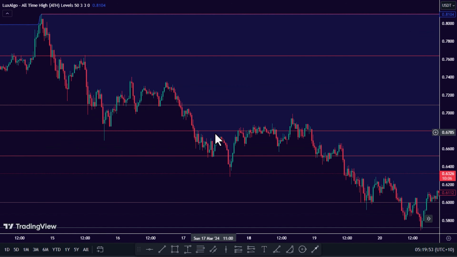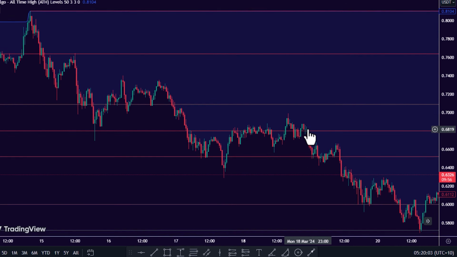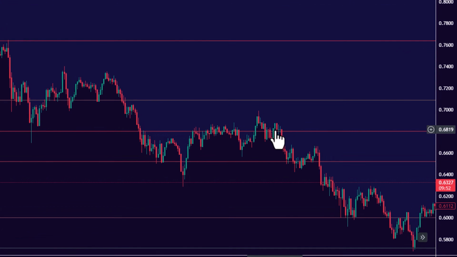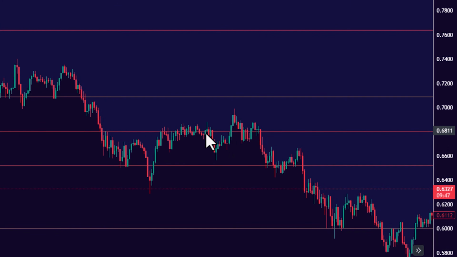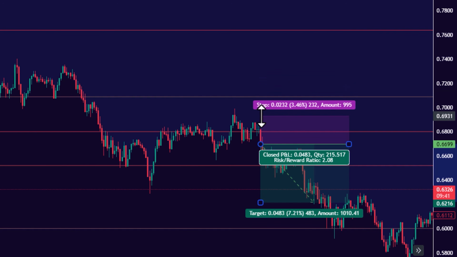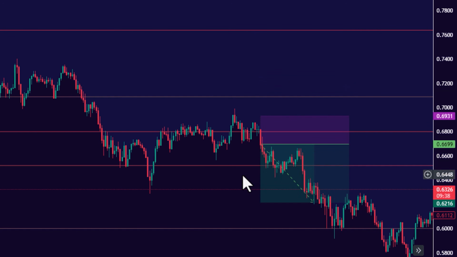Whereas, in a bearish trend, once the price makes a bullish pullback to a resistance level plotted by the ATH levels indicator, traders look for signs of price rejection, such as bearish candlestick patterns or bearish continuation signals. Stop loss will be placed higher than the resistance of the bearish volume candlestick.